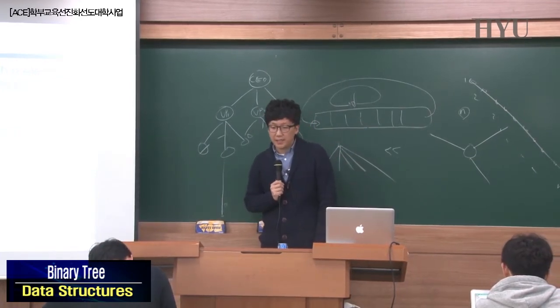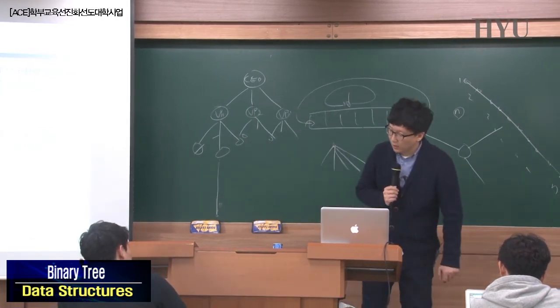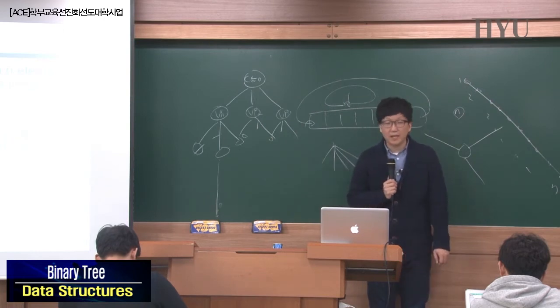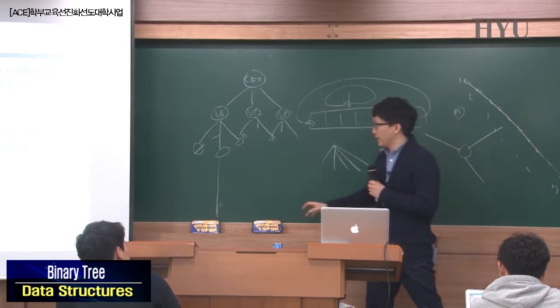A binary tree of height h, where h is greater than 0, has at least h and at most 2 to the h minus 1 elements. What does that mean? How do you draw that in order to prove that?